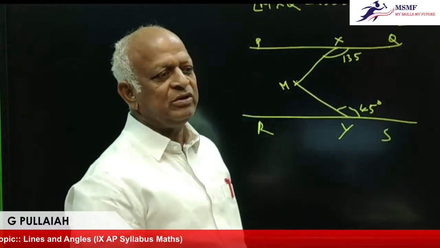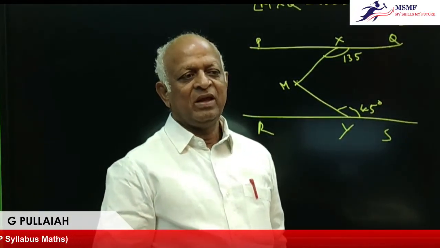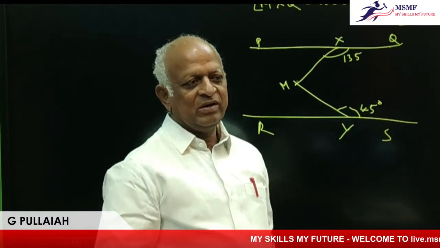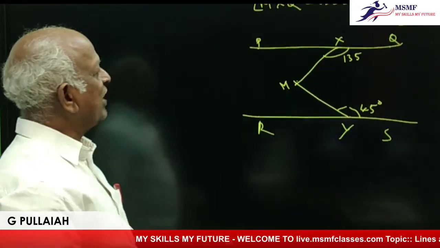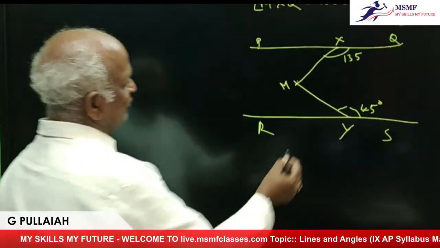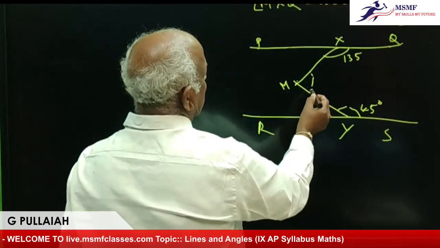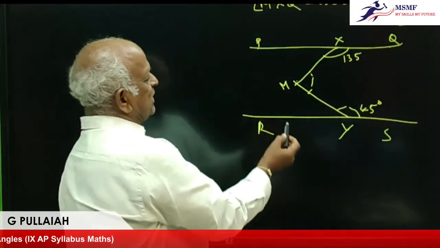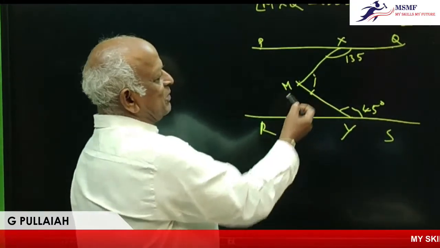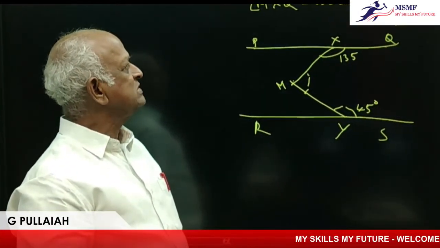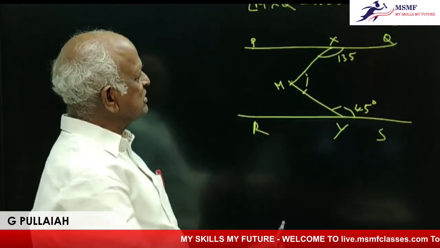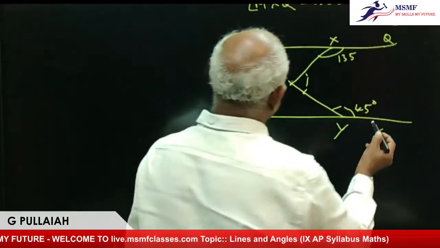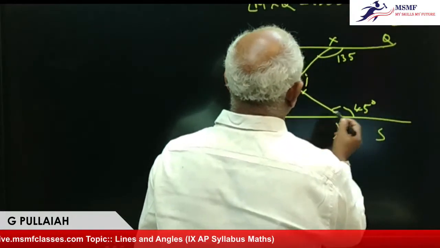Any of your doubts, or any difficulty following, you can chat so that I can attend to your difficulties. Clear? Now our question is to find XMY. XMY is the angle we are expected to find. Here PQ is parallel to RS and M is a point in between PQ and RS. It is given that MXQ is 135 and MYR is 40 degrees.